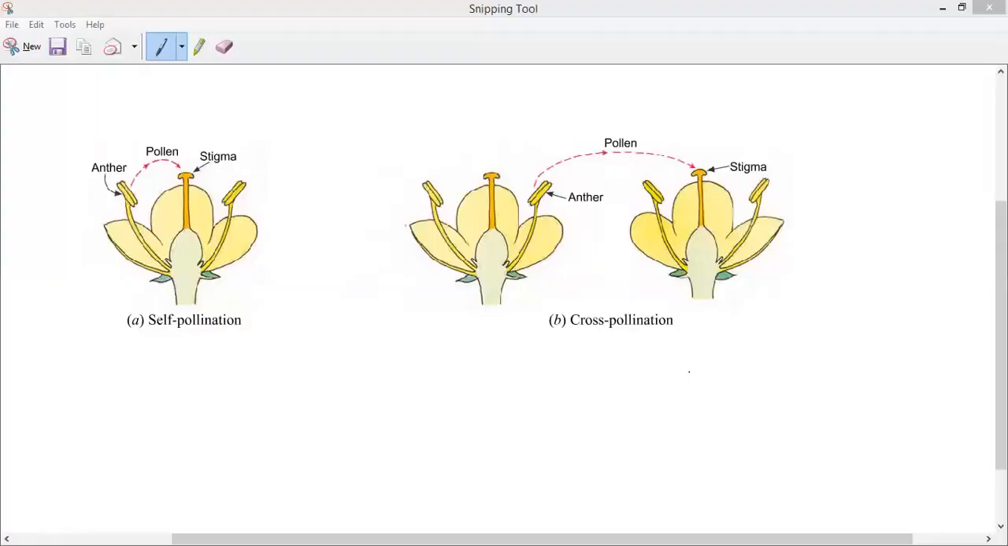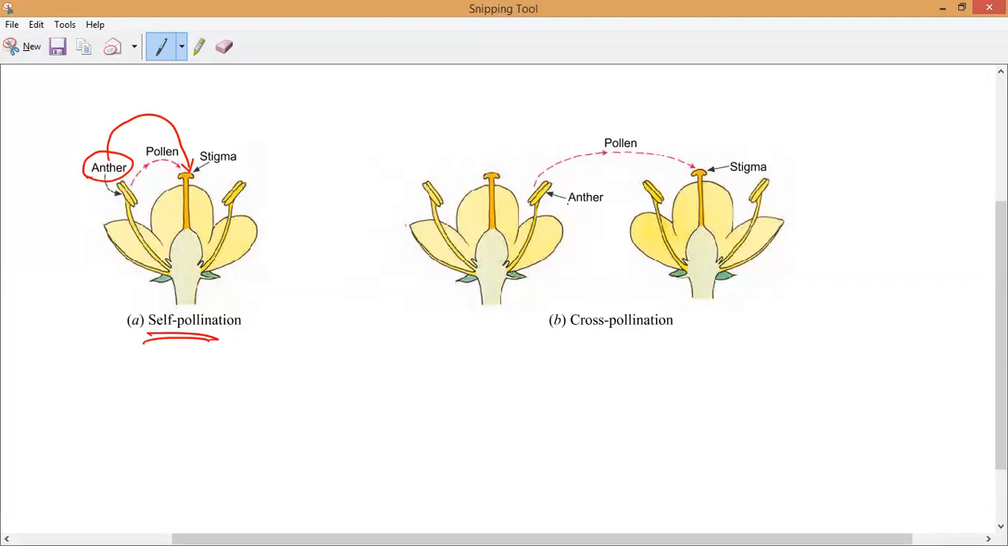So now, as I said, what do you mean by self-pollination, guys? The pollen grains from the anther will be carried to the stigma of the same flower. Understand? Stigma of the same flower. That is what we used to call self-pollination.